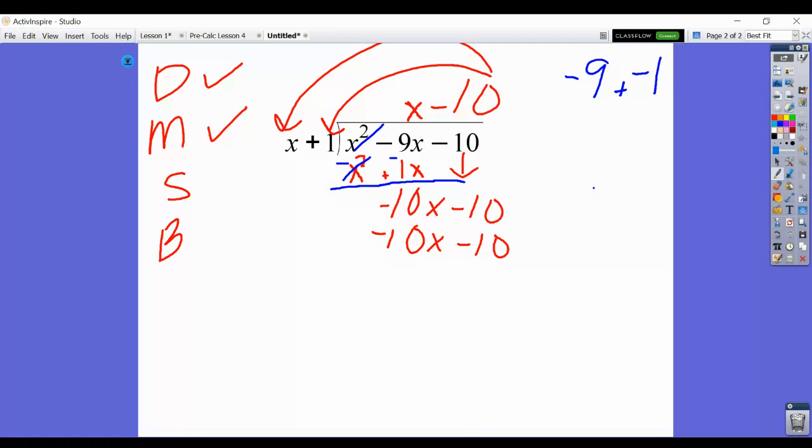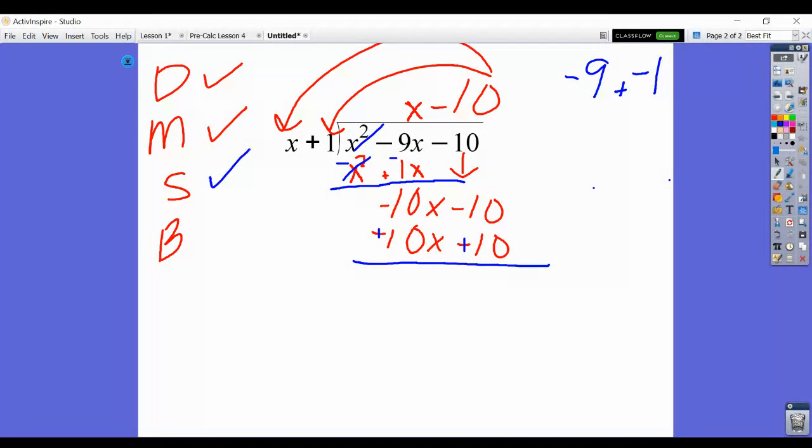Now I got to do my subtraction, and subtraction is really keep, change. So I'm going to actually grab a blue pen. So this minus becomes a plus. This minus also becomes a plus because that's how subtraction works. Keep, change. So basically keep the top row exactly the same. And the second row, you're going to change the signs in your second row.